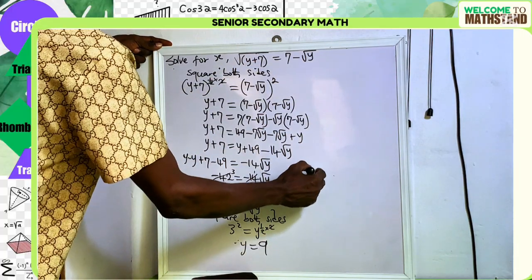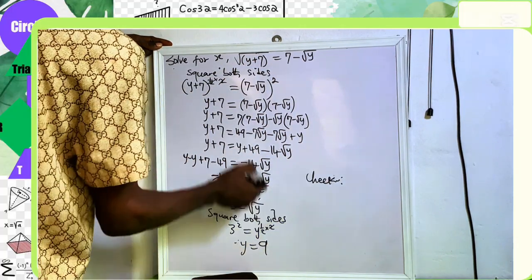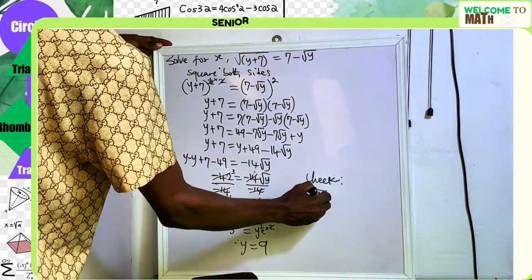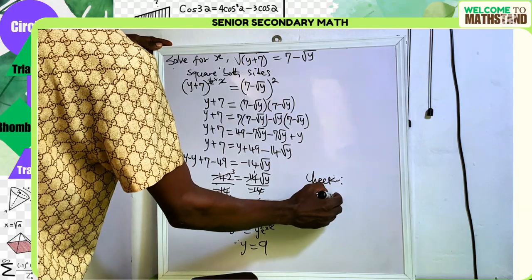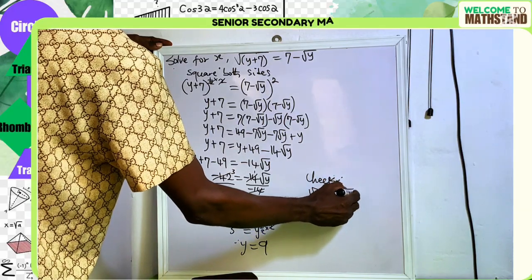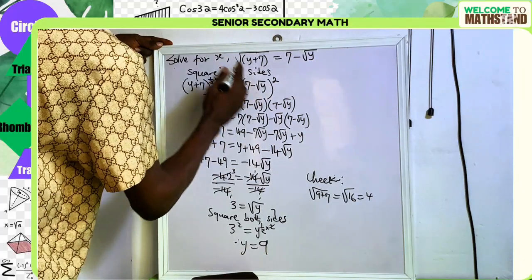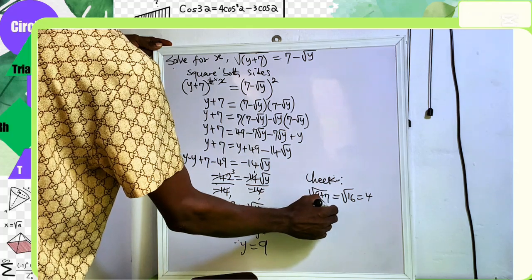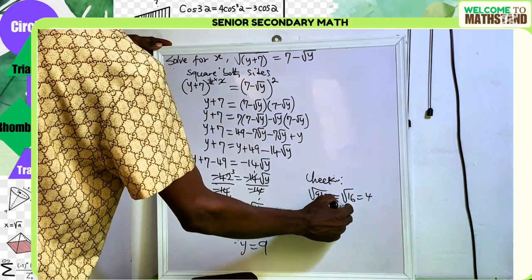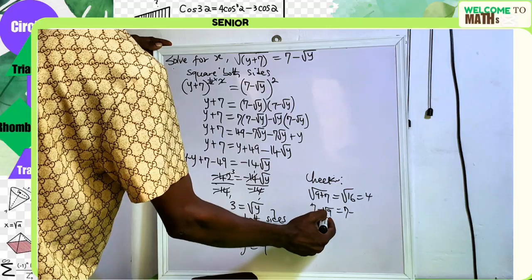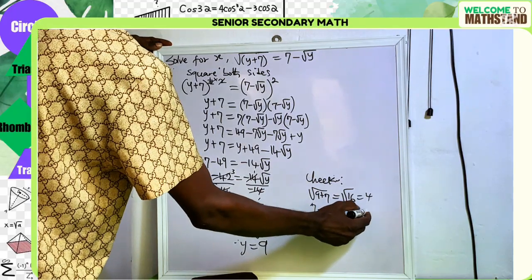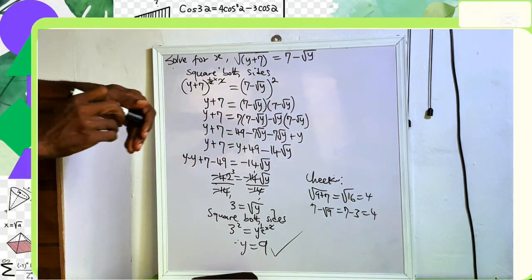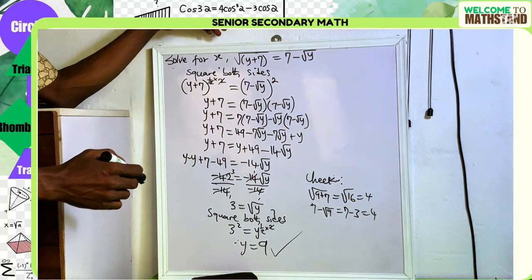So let's check. If y is 9, that means 9 plus square root of 9 plus 7. And then this is going to be square root of 16, which is equal to 4. So this side of the equation is 4. Then here is 7 minus, if y is 9, that would be 7 minus square root of 9, which is 3, which is equal to 4. Therefore, y is equal to 9, and that satisfies this very equation.